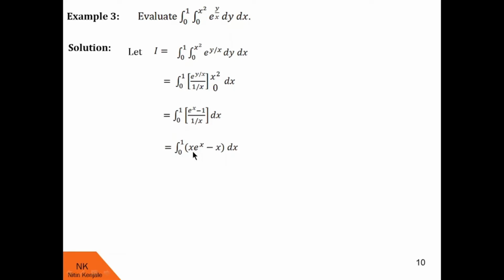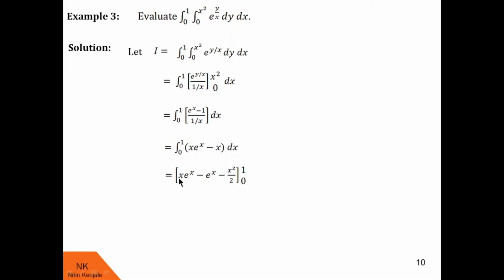So integral of x into e raised to x is x into integral of e raised to x, that is e raised to x, minus integral of e raised to x into derivative of x, that is 1, turns out to be just e raised to x, minus integral of x is x square by 2 over the limit 0 to 1. Now let us substitute these limits in x.